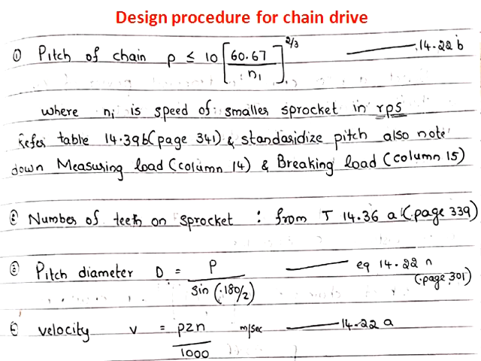Coming to the design procedure for chain drive. In step number 1, we'll calculate the pitch of the chain using equation number 14.22b. The equation is: pitch should be smaller than or equal to 10 into 60.67 divided by n1 to the power 2 by 3, where n1 is the speed of the smallest sprocket, but that should be in rps. Remember this, usually the n value will be given in rpm. You have to convert that into rps and substitute here.